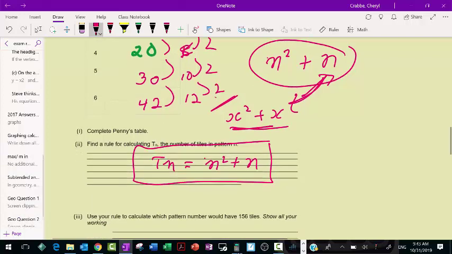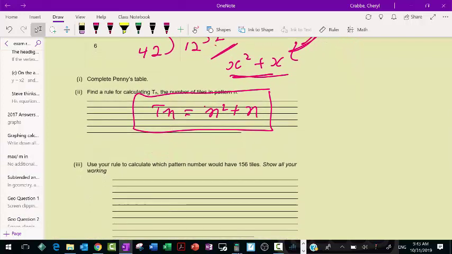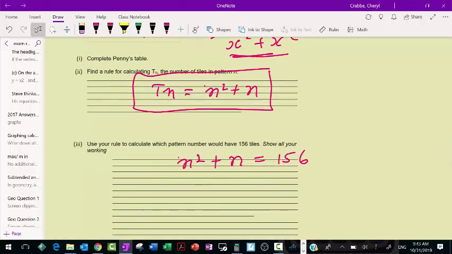Now, you want to use that rule to calculate the pattern when the number would have 156 tiles. So we basically want this to be 156. We want to solve that. Now, there's a couple of ways to do it. You can do it by hand. You could try to throw it into the calculator and get the parabola up. So there's a couple of ways that we could do this. The easiest thing is if you're going to use a calculator. There's 2 ways to use the calculator for this if you don't want to do it by hand. All right, you can certainly do it by hand. If you're going to do it by hand, you've got to make the 156 come over.